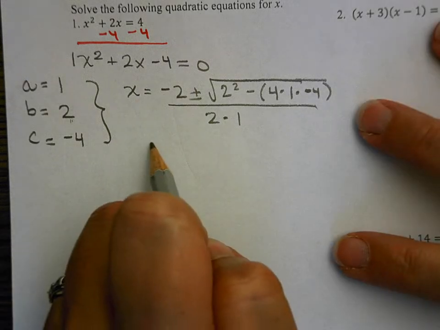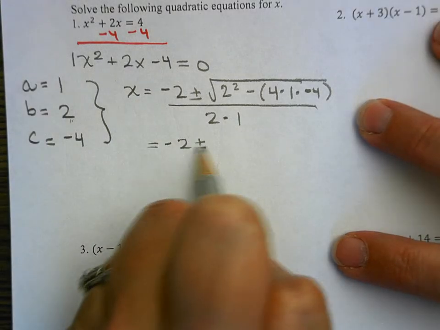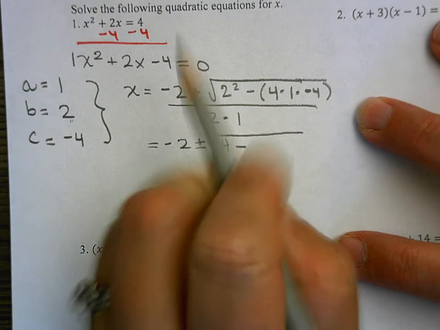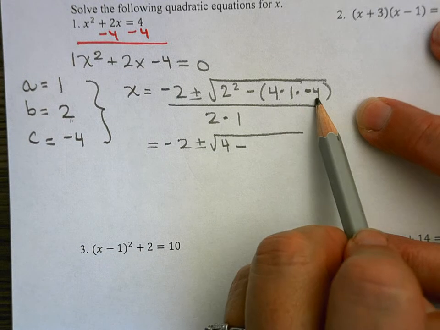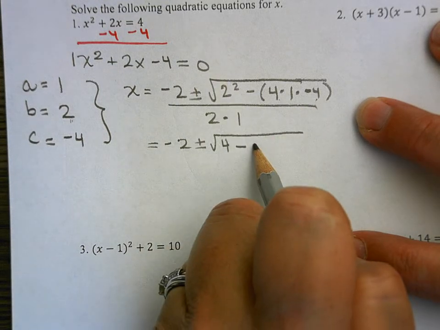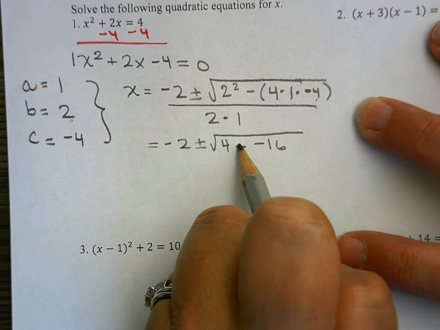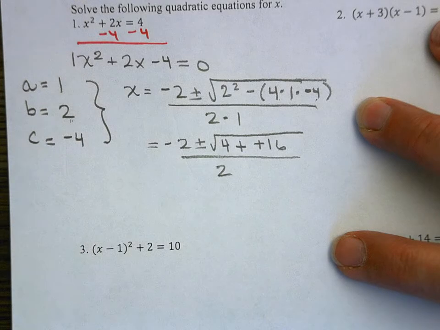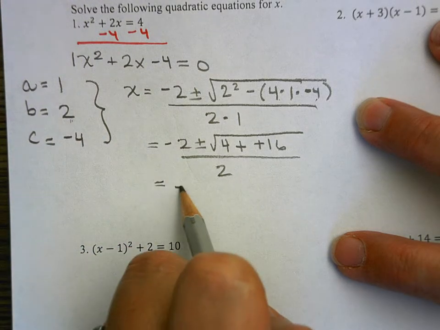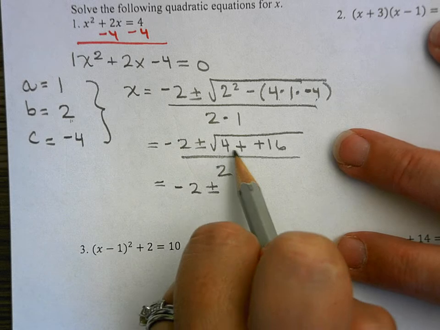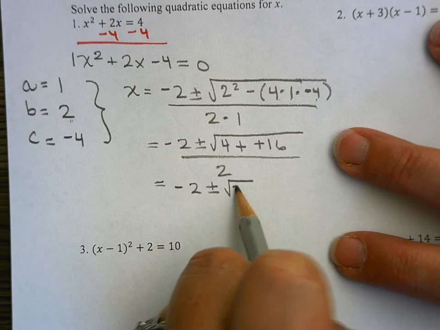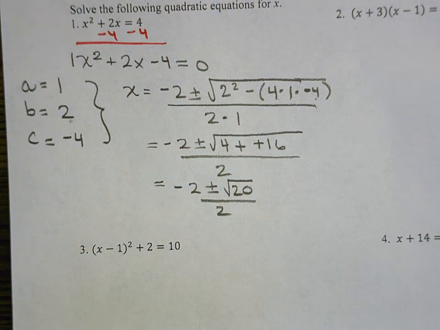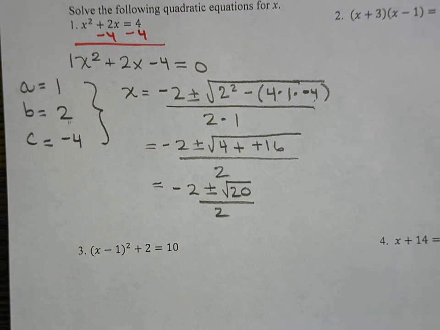All right, so then this would be negative 2 plus or minus. So 2 squared is 4, 2 times 2. And then 4 times 1 times negative 4 is negative 16. But I already have that negative, so that double negative is going to turn positive. And then 2 times 1 is 2. And then 16 plus 4 is 20. And then all over 2. Okay? All right, so now we would want to simplify this a little bit further.